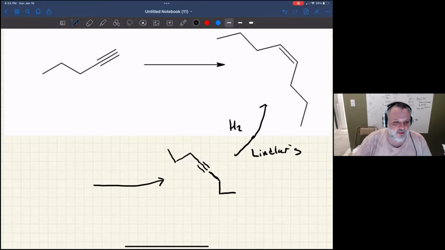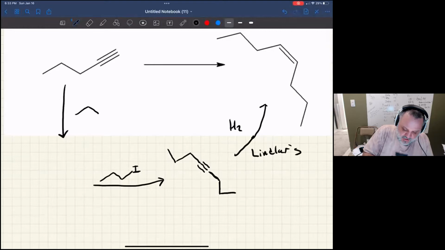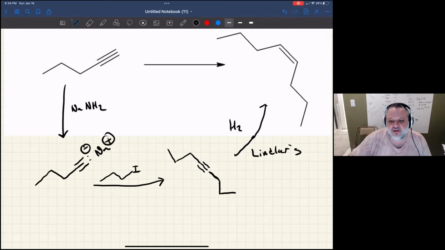So I know that at this point, I must have added a propyl group, 1, 2, 3 carbons, and it had to have some sort of halogen attached to it. And in order to get to this point, I would have needed to make this into an alkynide ion. And so in order to do that, I needed some sodium amide. And so that would have made this into an alkynide ion. And then I got the rest of the reaction done. Okay, that's it.